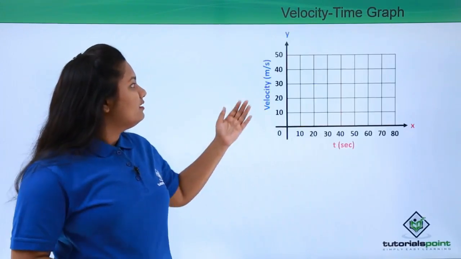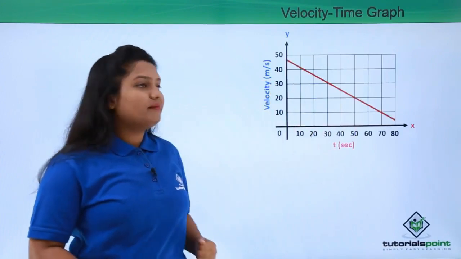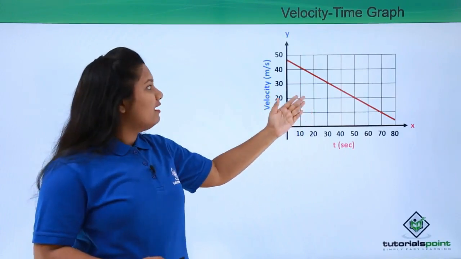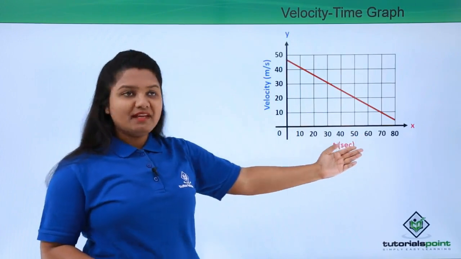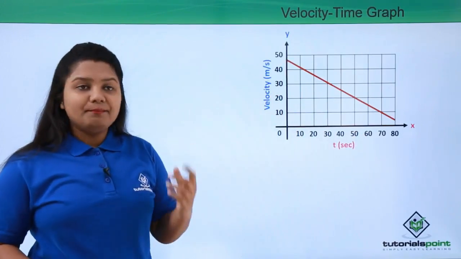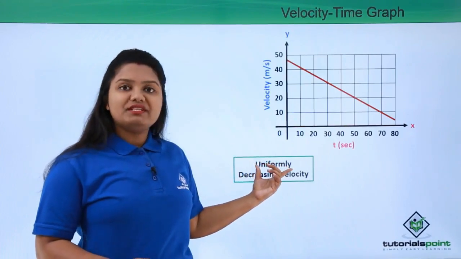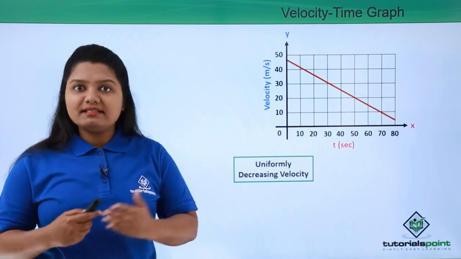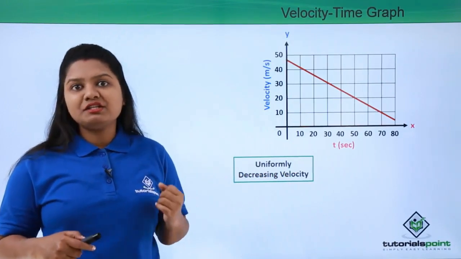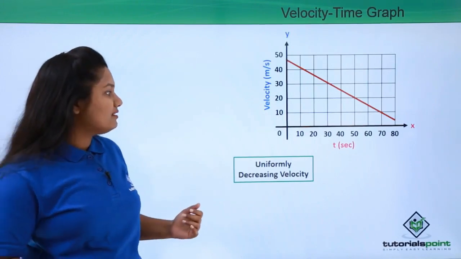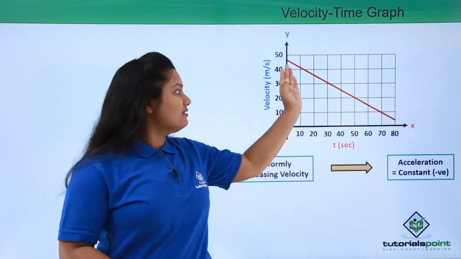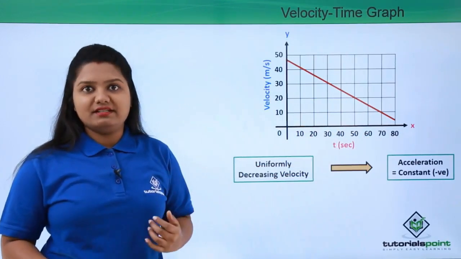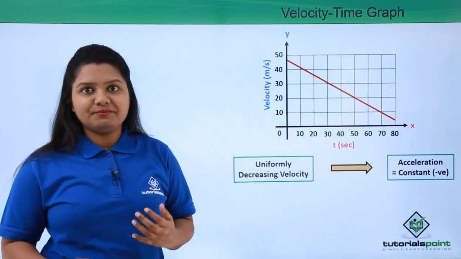Now let us try to infer what this velocity time graph means. This velocity time graph is again a straight line, but it has a negative slope. This kind of velocity time graph means that there is a body which is moving with a uniformly decreasing velocity, and whenever there is a decrease in velocity, we have negative acceleration or retardation. So in this case, the acceleration is constant since it is a straight line, but it is negative since the slope of this graph is negative.